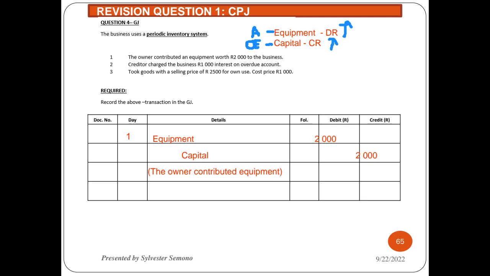Creditors control. And then the other one will be interest expense. I like that, because the creditors charged us. So between the creditors and the interest expense, which one will you debit and which one will you credit?